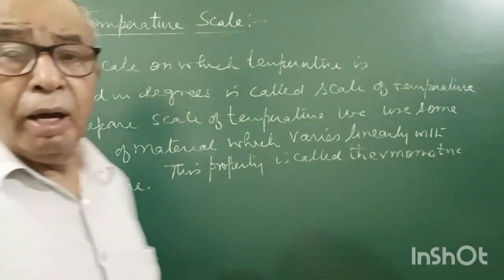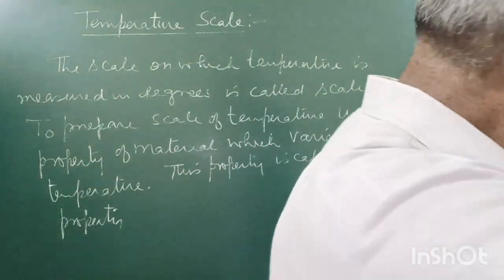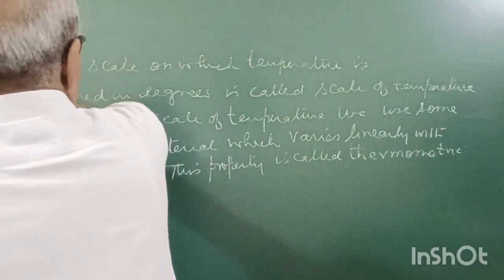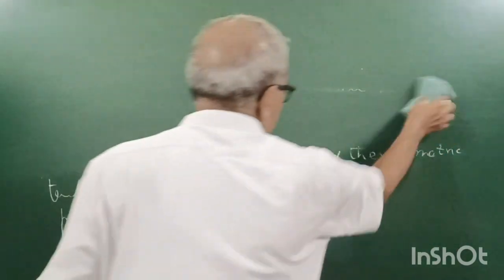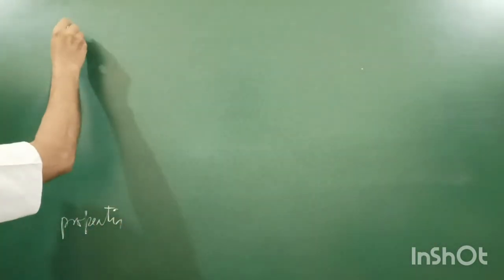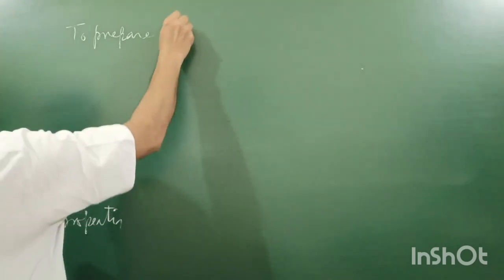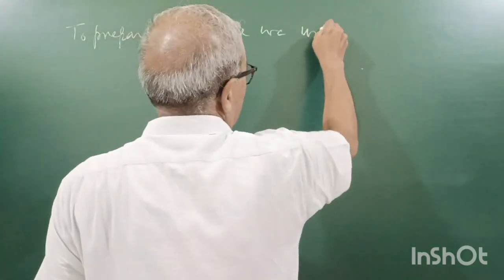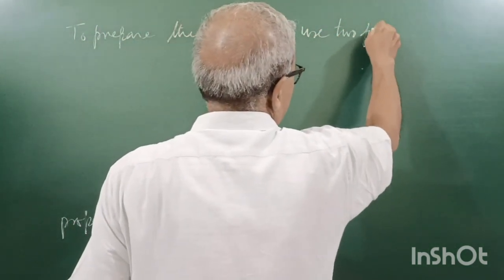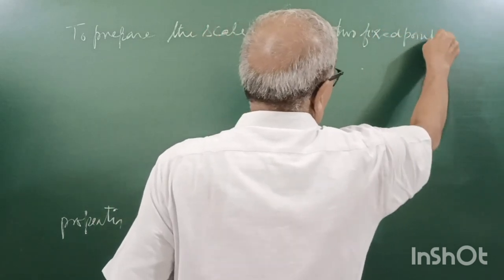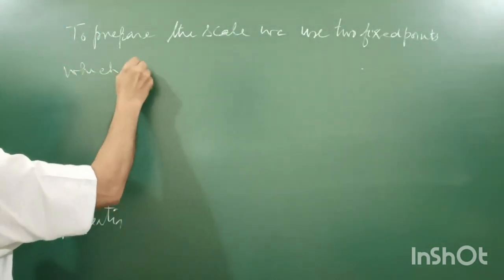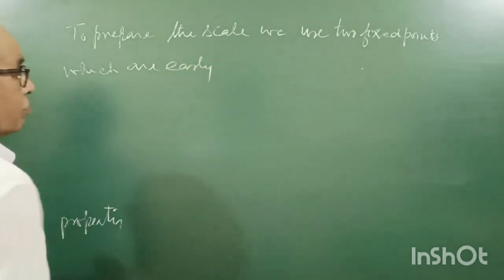Now again here we use two fixed points. To prepare the scale, we use two fixed points which are easily available.